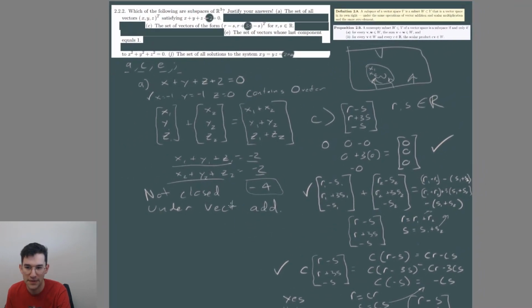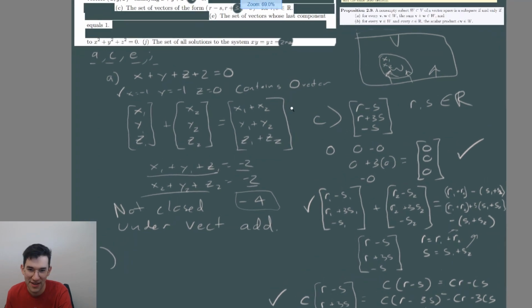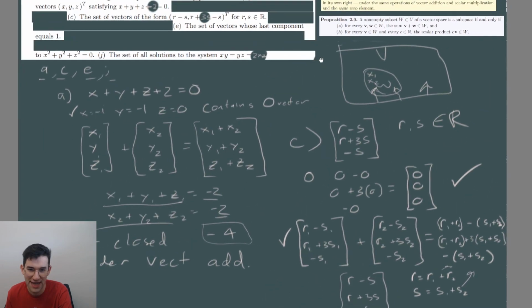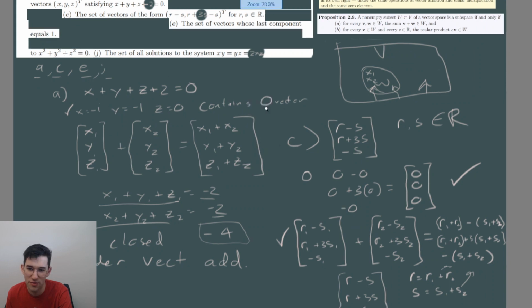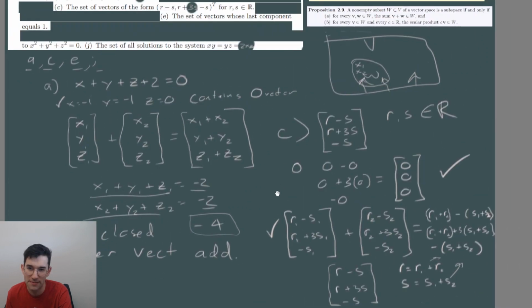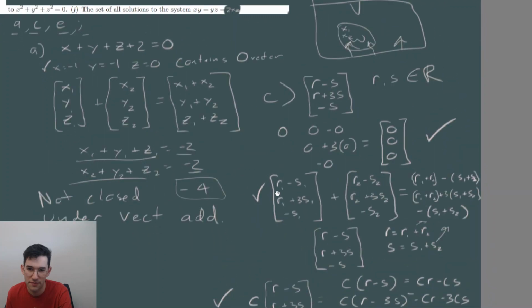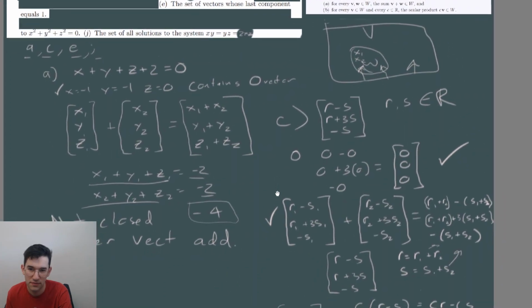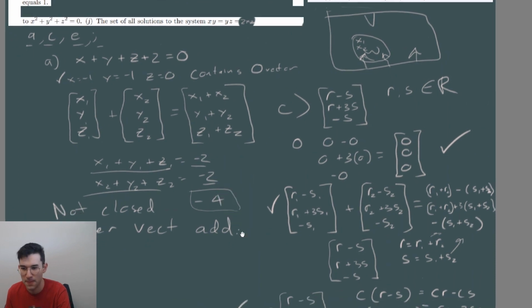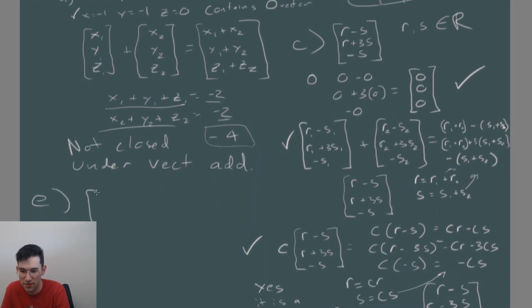All right, next one, E. Let's see if we can do it. The set of vectors whose last component equals 1. What does this mean? Last component equals 1 in R3. So the last component in R3, because all of these are in R3, that's what the question said. We have some x, we have some y, and we have 1 on the bottom.